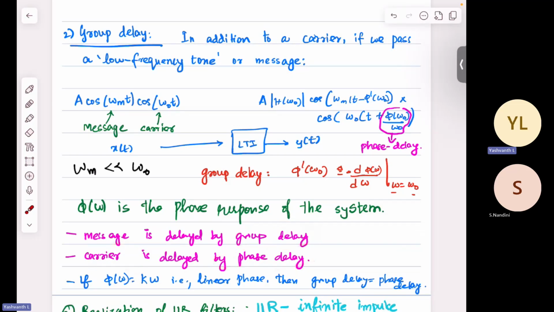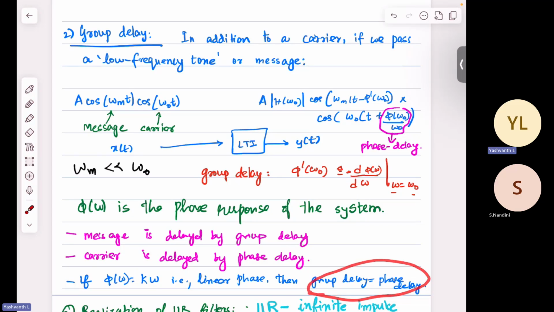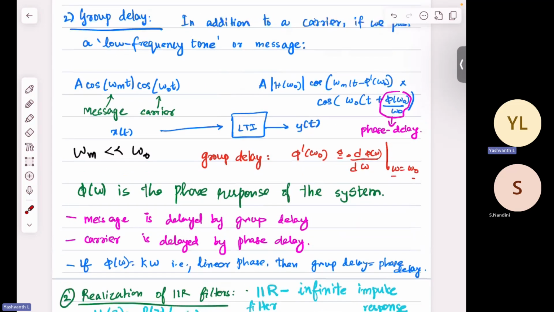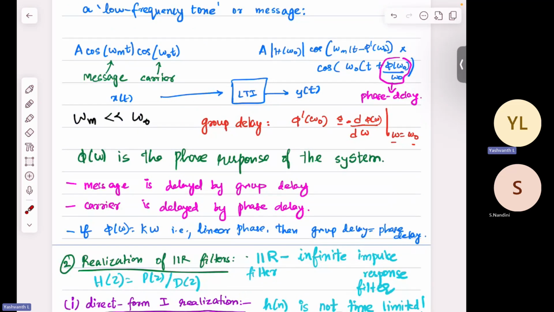Suppose the phase response turns out to be a linear function of omega, that is, a linear function of frequency. Then what you can show is that group delay equals phase delay. That's because phi of omega by omega is the same as d of phi of omega by d omega whenever phi of omega is linear in omega. That's why group delay equals phase delay whenever the system exhibits a linear phase response. So that's basically about filter delays.